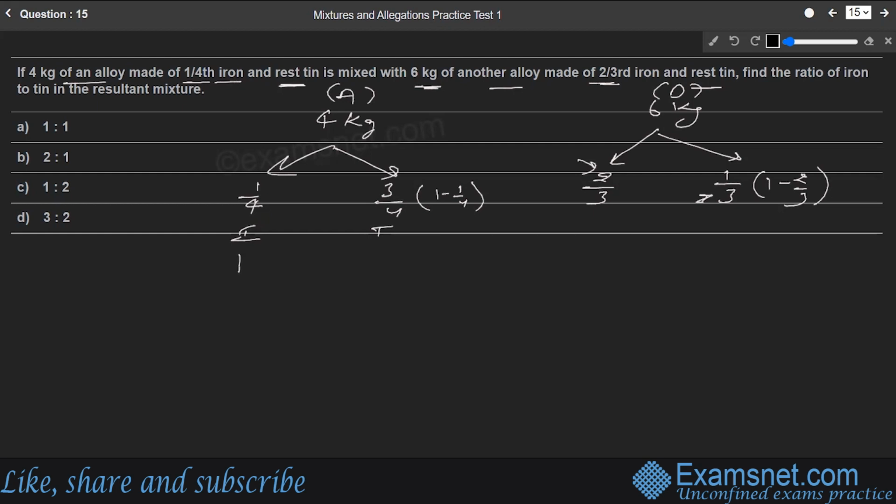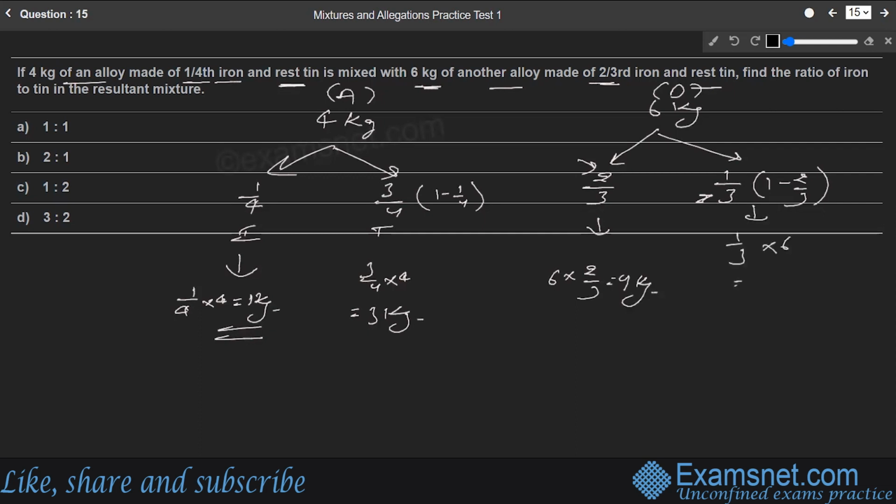So let us find out the 1 by 4 of 4 kg. 1 by 4 of 4 kg is nothing but 1 kg. So that means 1 kg is iron. And what about 3 by 4 of 4 kg? 3 by 4 of 4 kg is nothing but 3 kg. So 3 kg is the tin part in the first type of alloy. Now let us find out for the other type of alloy. 6 kg and 2 by 3 part is iron. So 6 into 2 by 3 is nothing but 4 kg of iron. And what about the rest? 1 by 3 part times the 6 kg, 1 by 3 times 6 kg is nothing but 2 kg of tin.